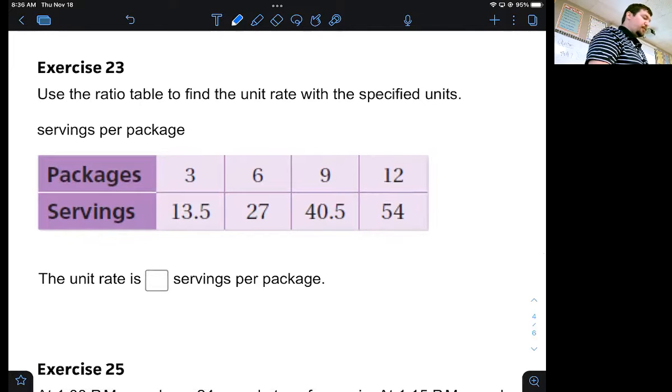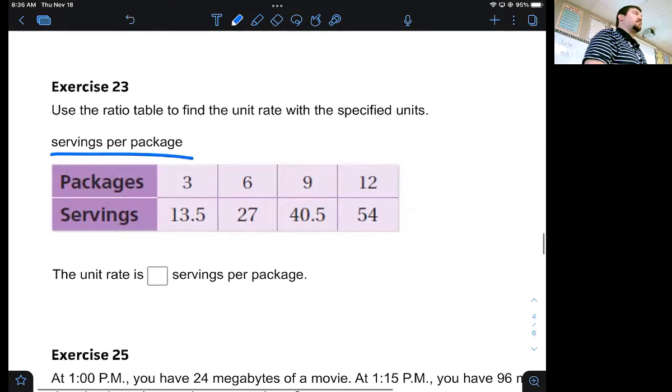Use the ratio table to find the unit rate with the specified units. Here's the specified units, servings per package. We looked at problems like this yesterday in the notes. Remember we said we could use any one of the 4 ratios because they should all give us the same one. Maddie, which one do you want to use? The first one. Okay, we're going to look at the first one.